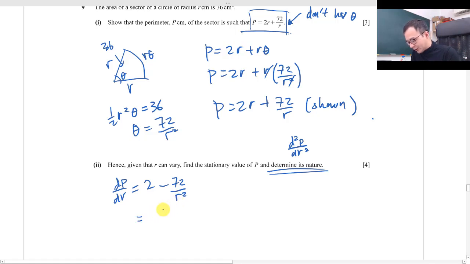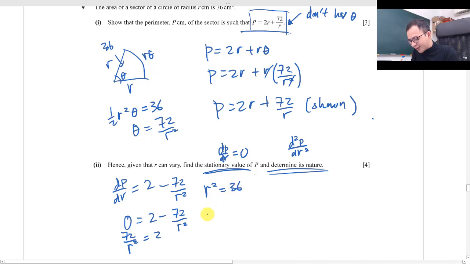Okay, stationary means either maximum or minimum, right? So dP/dr will be equal to 0. I will just solve this. So 72 over r squared equals 2, and then r squared equals 36, r equals positive 6. I will not write negative 6 here because length cannot be negative.